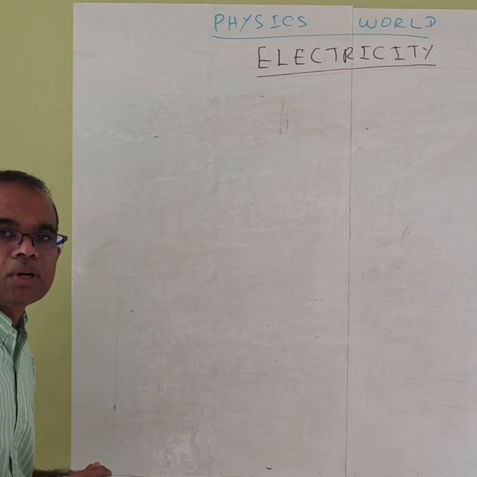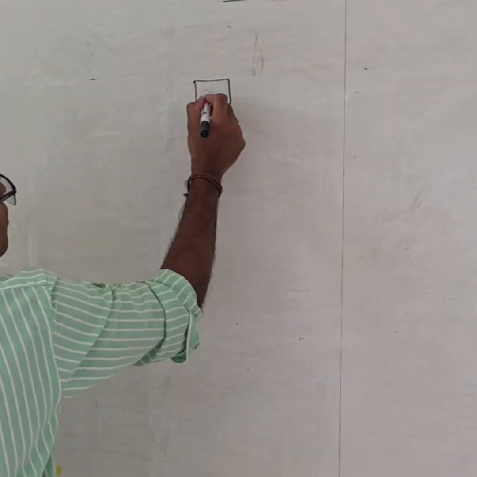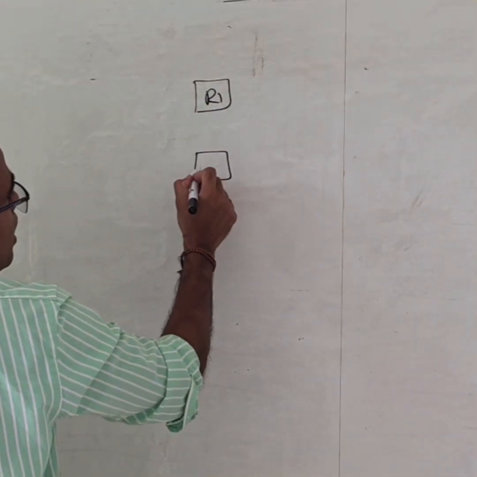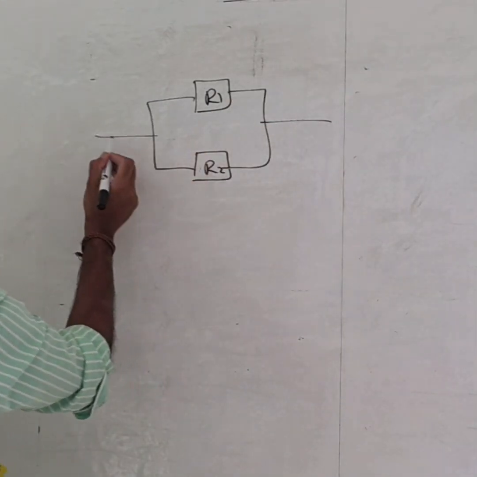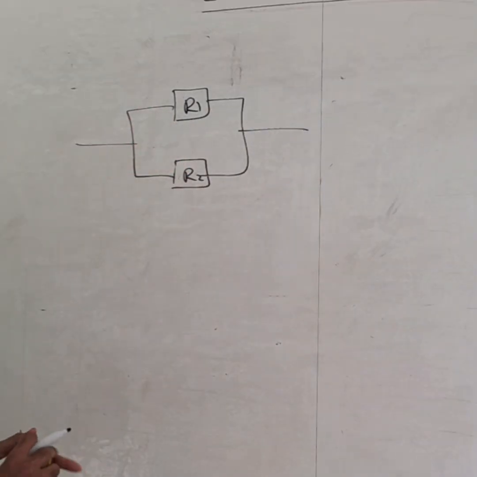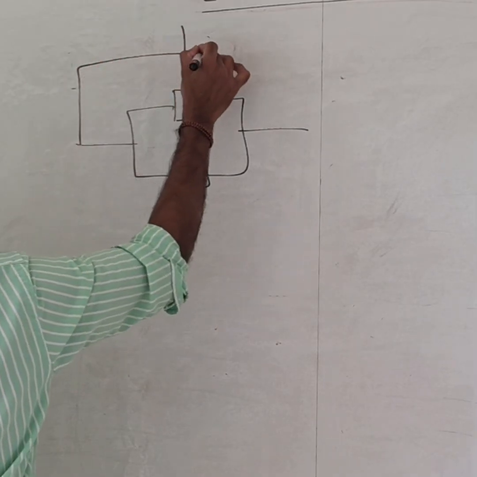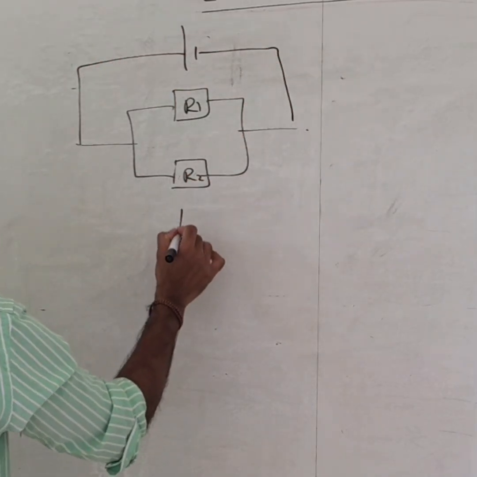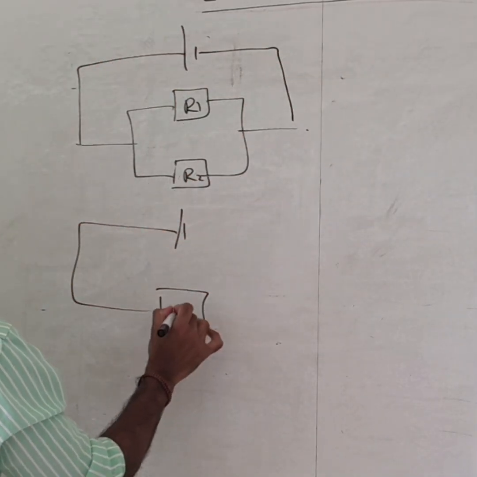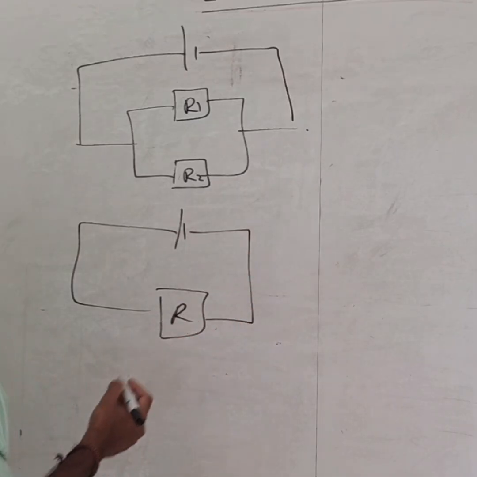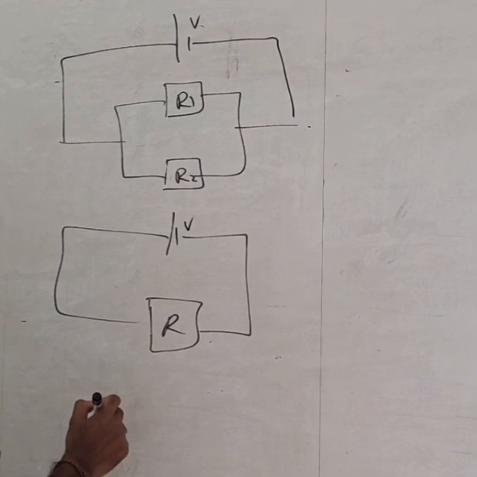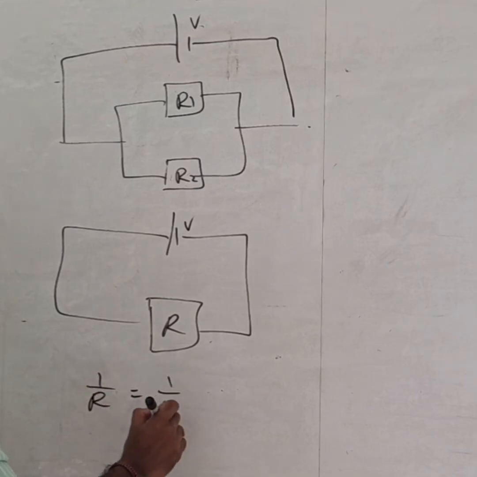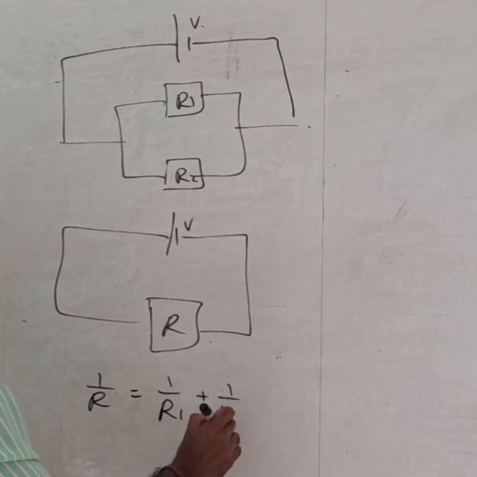Now we are going to study about the parallel resistors. Say you have a resistor R1 and R2. You are connecting like that. We are going to replace this one with a single resistor. Say if you consider this circuit, I am going to replace that one with an R. Same battery. Here 1 over R is equal to 1 over R1 plus 1 over R2.